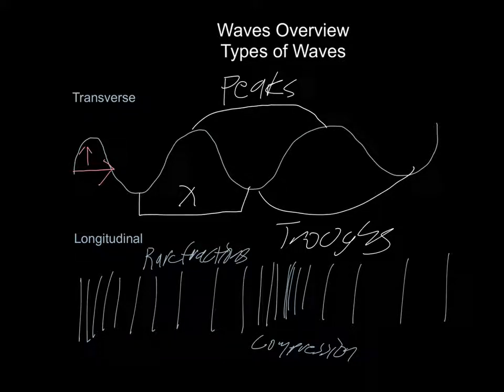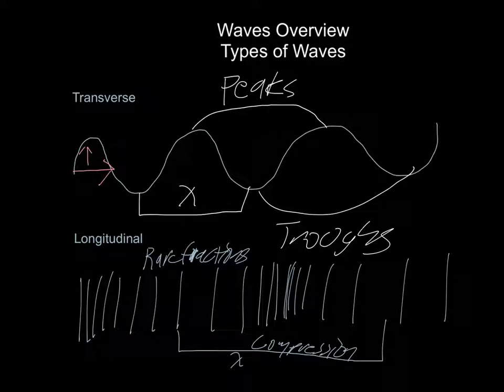Rarefactions. And again, we don't figure out the wavelength with peak to peak or trough to trough because we don't have peaks and troughs, but from rarefaction to rarefaction or from compression to compression, that's going to give us our wavelength, again marked with the lambda.